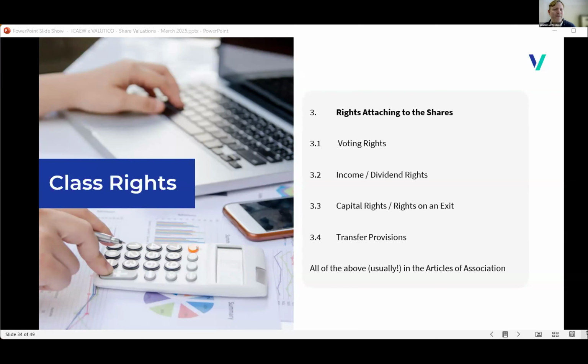Capital rights and rights on exit. So in the event of a sale or liquidation, what claim do the shares have on the company's assets? Preference shares, for example, might have a priority claim in the capital distribution. So all of these things are worth knowing. And also transfer provisions. So are there any restrictions on selling or transferring the shares in question? Some shares might be subject to preemption rights, shareholder agreements or lock-in periods, which can significantly affect their marketability and also consequently their value. All of these details are typically outlined in the company's articles of association, which make it an essential document to review in the valuation process.